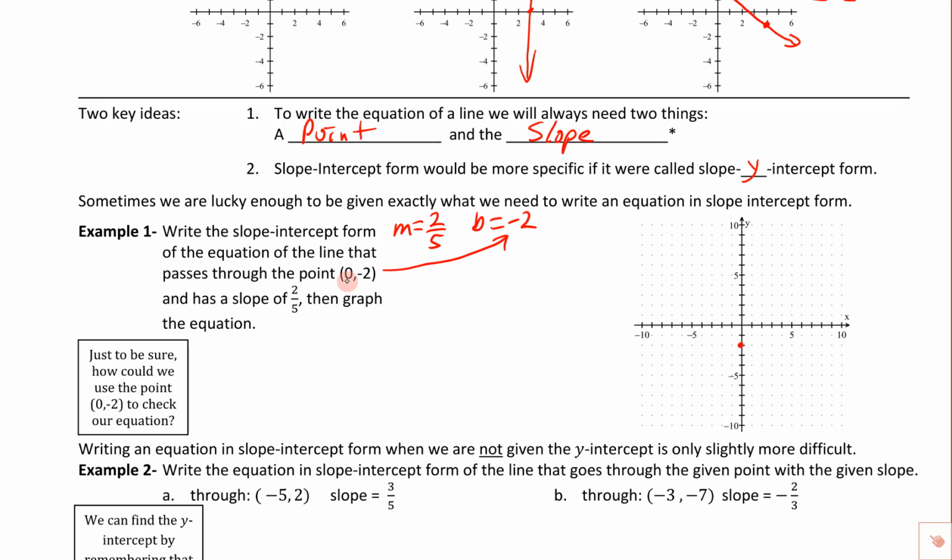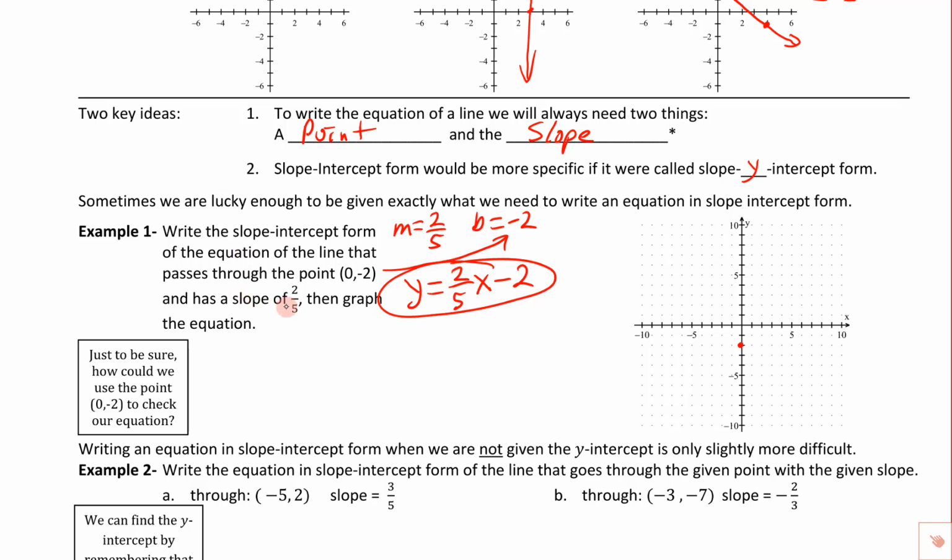So remember, if you have a 0 for the x-coordinate, then whatever the y-coordinate is, it has to be right on the y-axis, because we didn't go right or left. Didn't go right or left, we just went down 2. So what that means is we can go ahead and write down the equation. So we're going to write down y equals 2/5 x minus 2. We're going to circle that and we're all set.